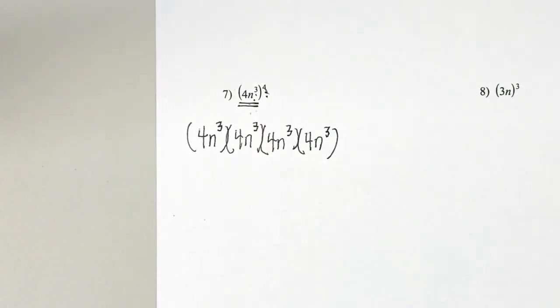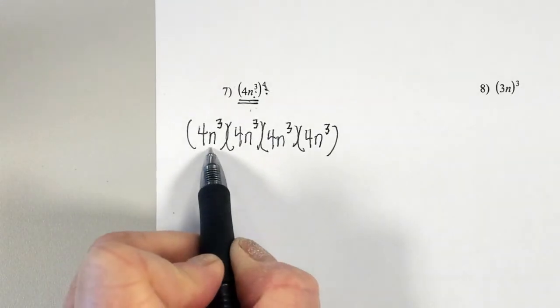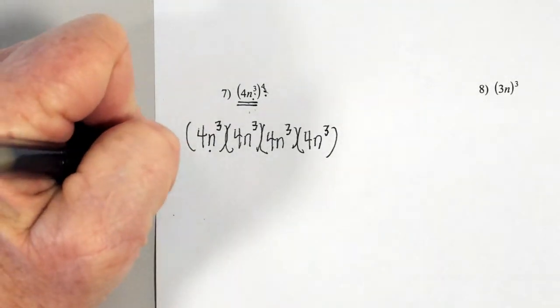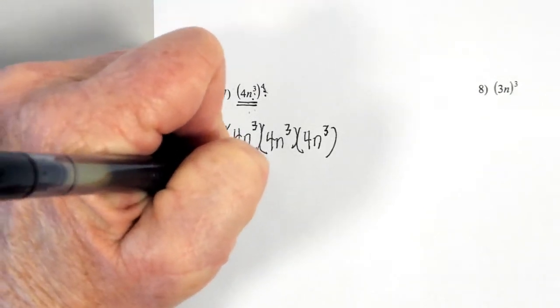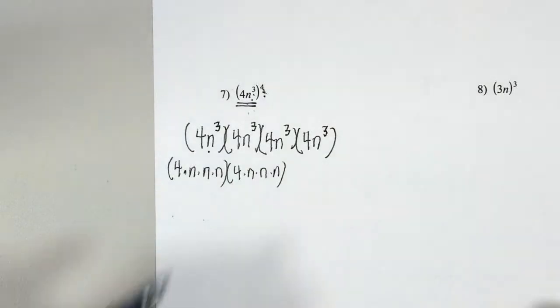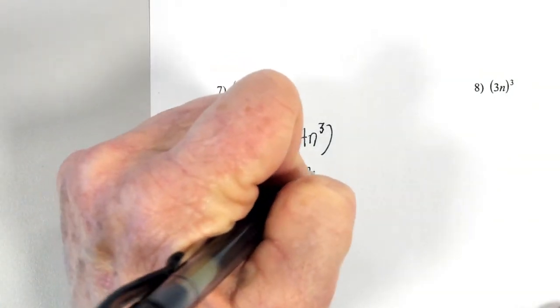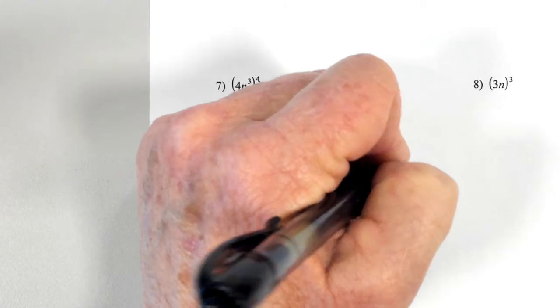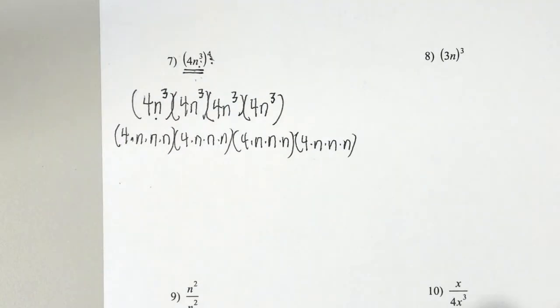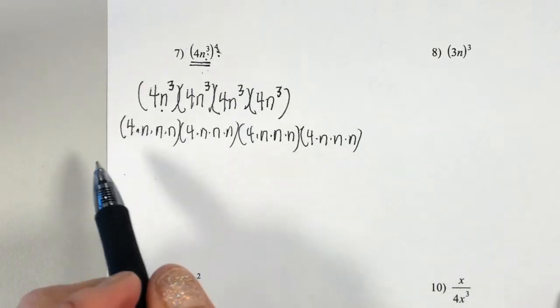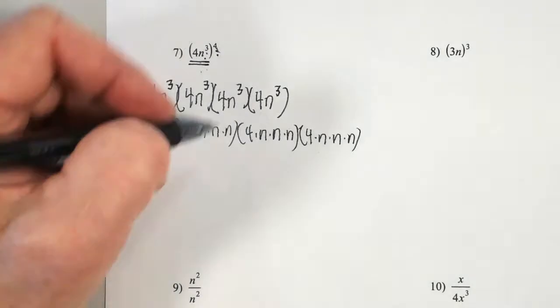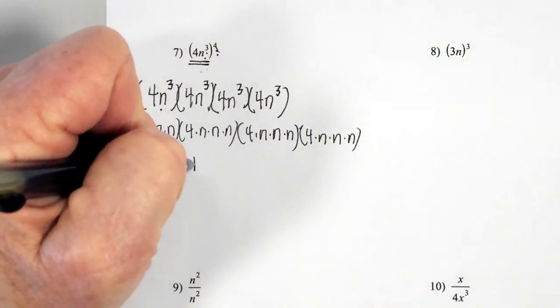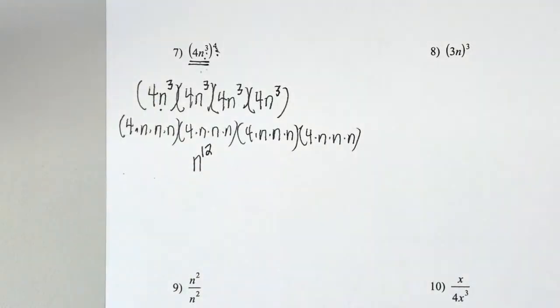But I'm not done yet, because I still have n to the power of 3 that I could pull apart. So I can go 4 times n times n times n, and then 4 times n times n times n, and then 4 times n times n times n, and then 4 times n times n times n. So now look what I've got. I've got all these n's, and they're all being multiplied. So remember, all I have to do is add up all the n's. How many n's do I have? Well, I have 12 of them. I know I do, because I've already counted them.